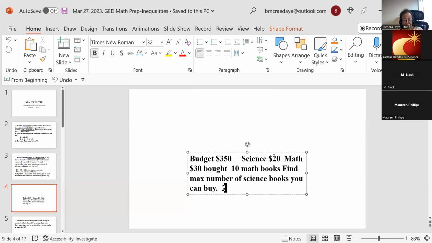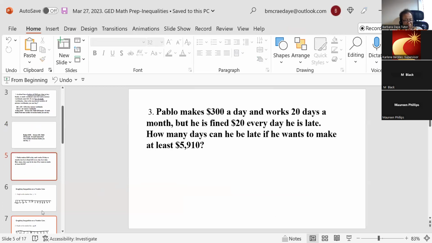And if you multiply 30 by 10 science books, it's still 300. Okay. It's a mistake with the number I did. But I understand how to do it anyway. Okay. The important thing is that you know how to do it. All right. Another problem.